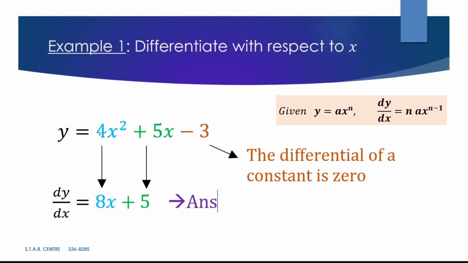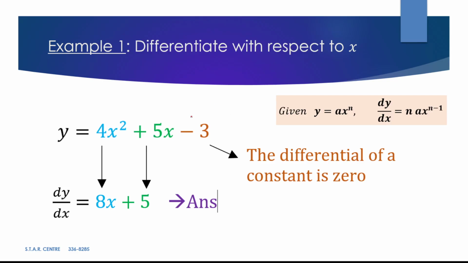So if I bring the power to the front, I'll have 2 multiplied by 4, which is 8. And if I subtract 1 from the power, 2 minus 1 is 1, and x to the power of 1 is just x. If I differentiate 5x, then this is 5x to the power of 1. So if I bring the 1 to the front and multiply 1 by 5, that is just 5. Subtracting 1 from the power, I'll have 1 minus 1, which is 0, and x to the power of 0 is 1. So our answer is just 5.